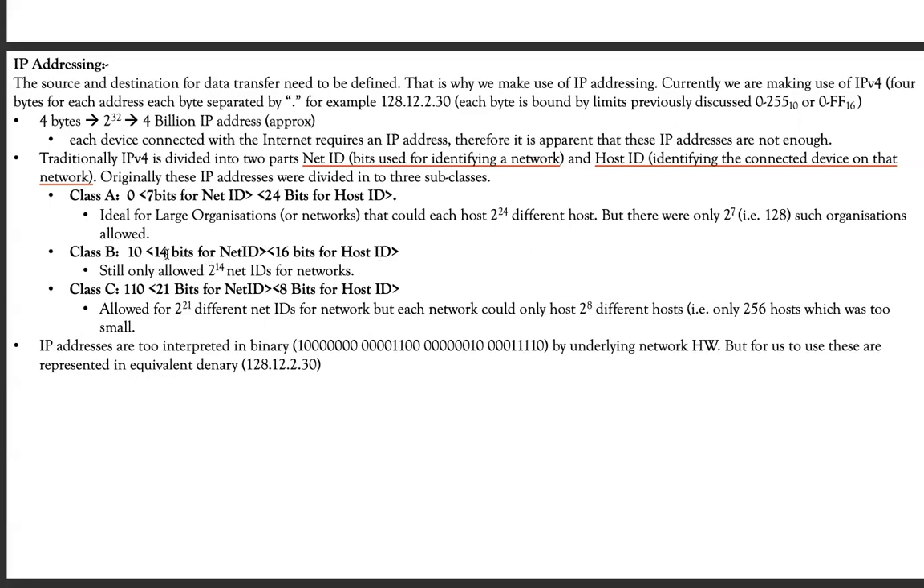Now again, this allows for 2 to the power 14 networks, which is an improvement on class A, but not that much. However, class C uses 110 as the 3 identifying bits. So once the router sees a 110 at the beginning, it will know that the remaining 21 bits that follow after the first 3 identifying bits are the net ID, followed by 8 bits for the host ID. So that means I'm allowed 2 to the power 21 different networks, and each network allows 256 hosts.